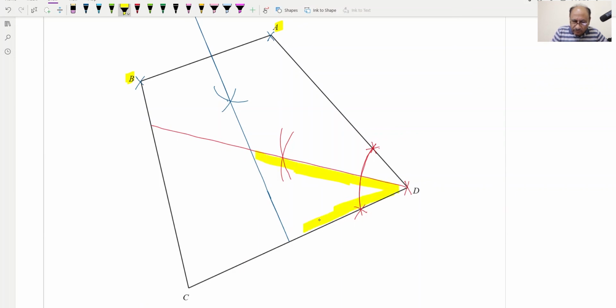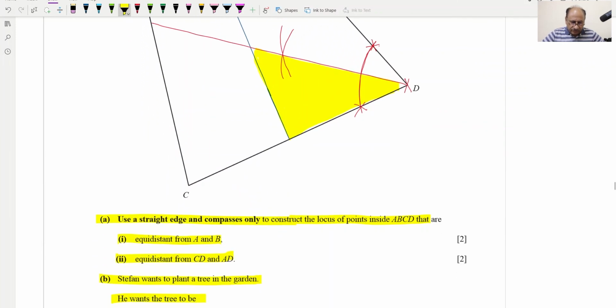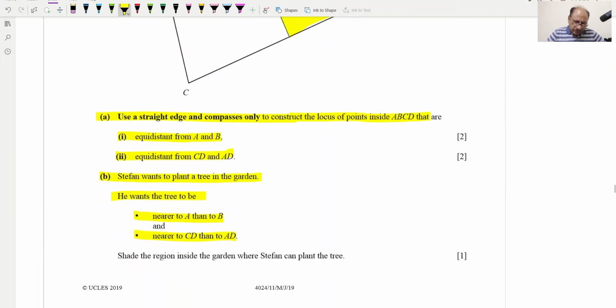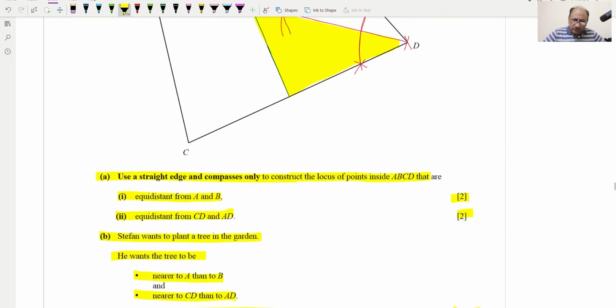So we will be shading this whole region, and this will be the region we are identifying. Hopefully you are understanding. I have roughly drawn this, you can accurately draw and practice for this. Shade the region inside the garden where you can plant the tree, and this is basically 2 plus 2 plus 1, 5 marks part which we have done.